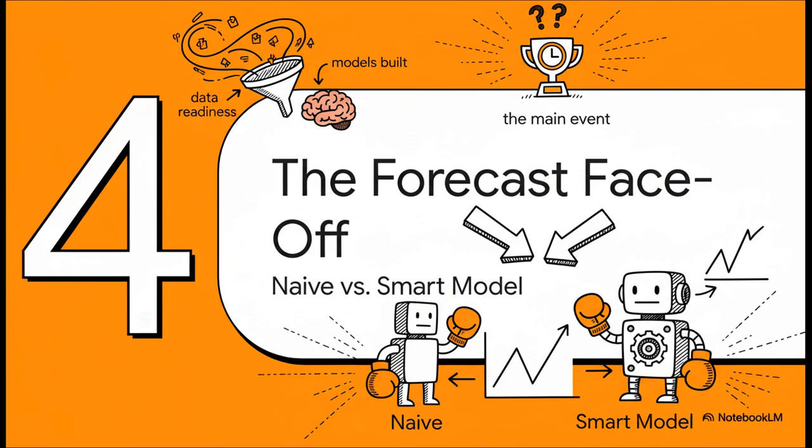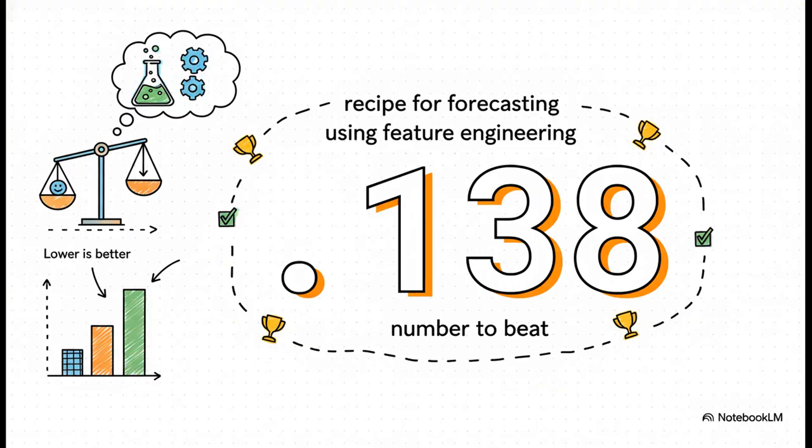All right, the data's prepped, the models are ready to go. Let's get to the main event and see how this thing actually performs. It is time for the forecast face-off. First up, the naive guess. Now, we measure performance using a score called mean absolute error, or MAE for short. All you need to know is the lower the number, the better. And the naive guess gets an error score of 0.138. Okay, so that's our baseline. That is the number to beat.